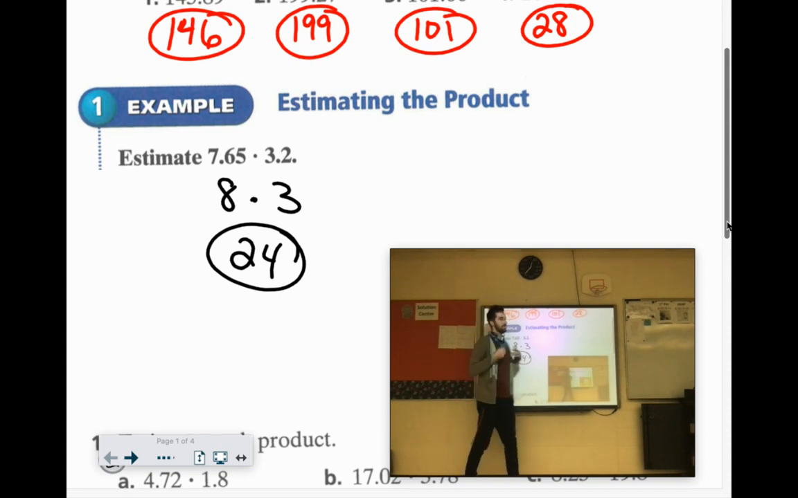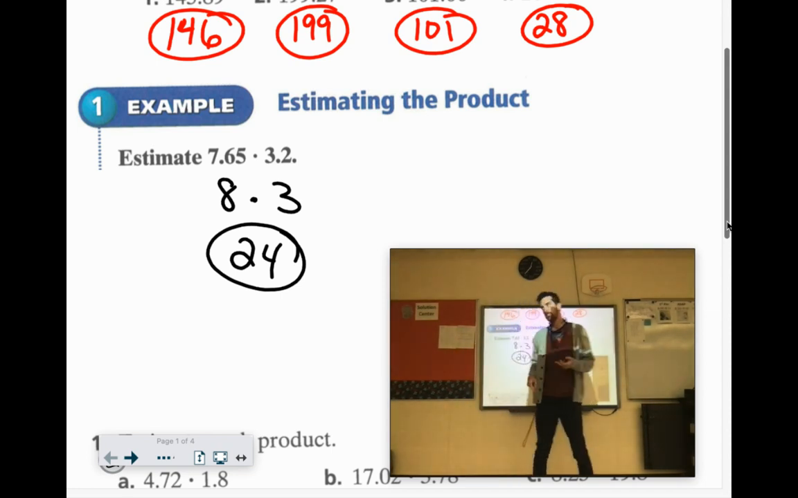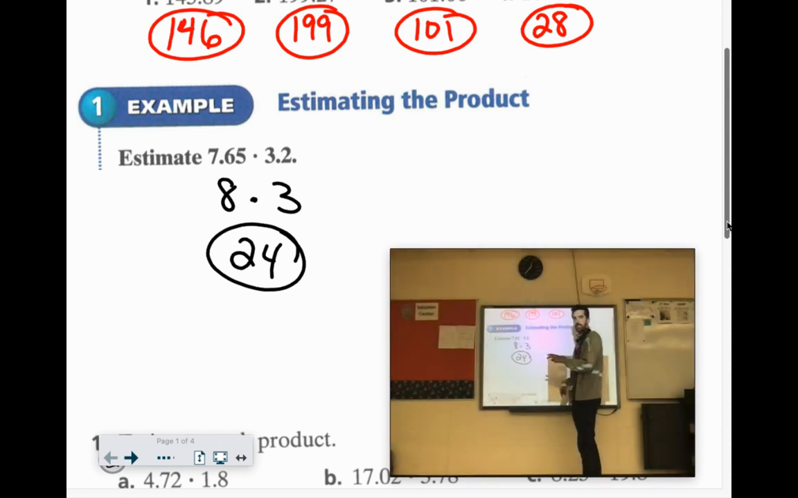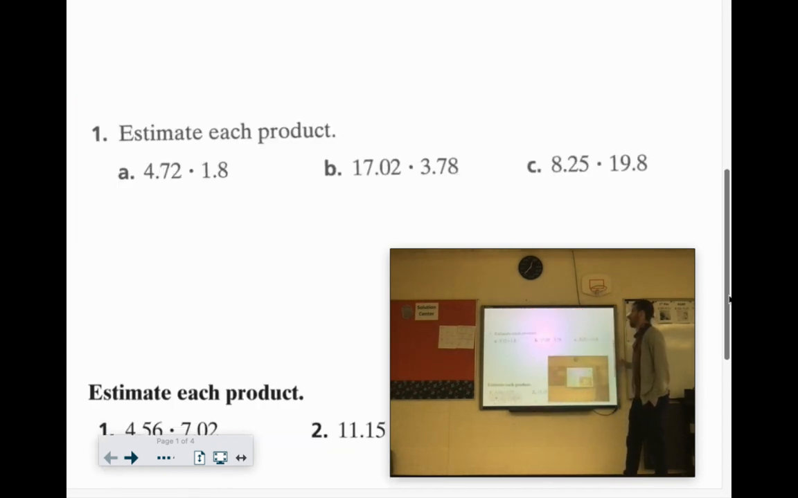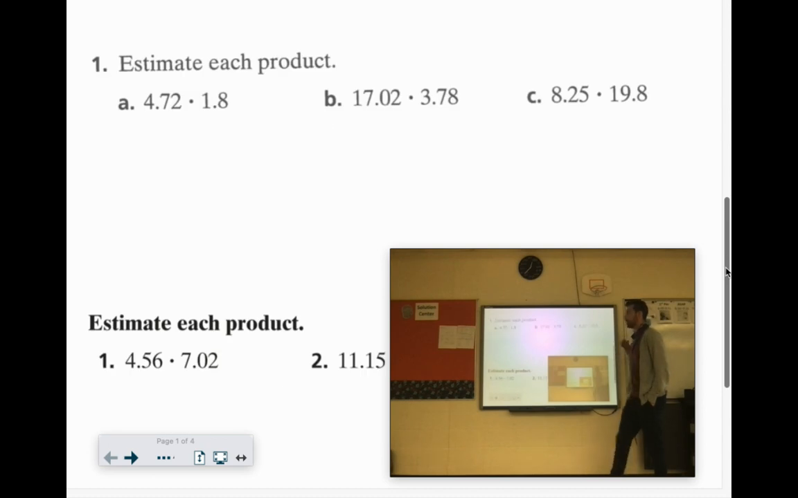Knowing this skill is nice when you get to a quiz or a test. If you're just quick checking your answers, if somehow you end up with like 210 with a problem like this, you can do a quick check, be like, 7 times 3 is 21, so it should be pretty close to 21. So let's try a few more here, and then I'm going to have you try a few out.